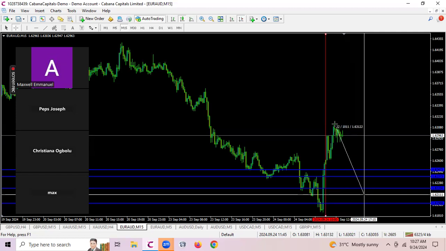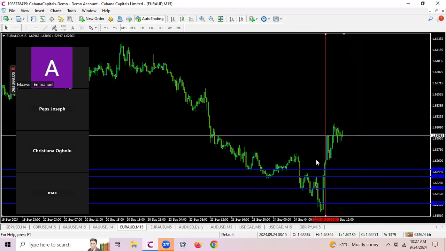And my first TP will be this high. So that will be risk reward of 1 to 2 or 1 to 2.5. Okay, so don't buy Euro Aussie at the current market price. The risk is high.